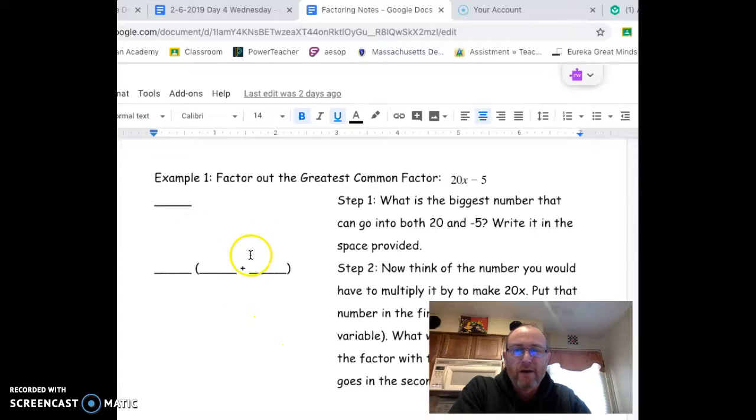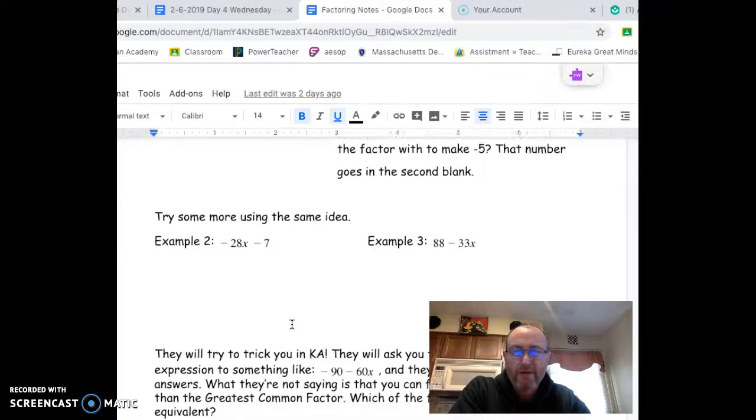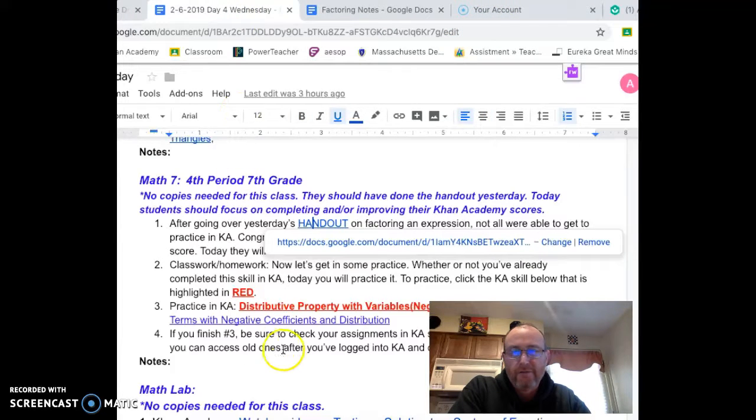I wish I was able to write on this like I am at school. At any rate, you should have finished this yesterday with these 4 examples at the bottom. And now we can take another look at the lesson plan for today.